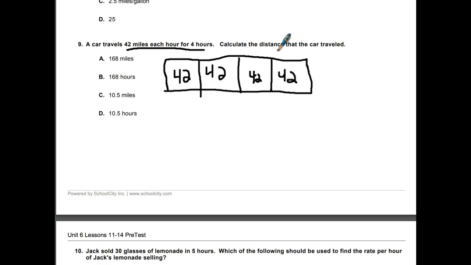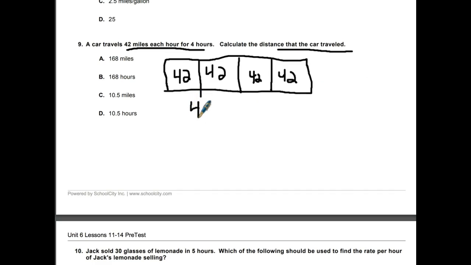I want to know the distance that car traveled at the end of those 4 hours. So if I've got 4 hours and 42 miles each hour, what is my total going to be? It's not going to be 42. I have 4 groups of 42. How are you going to figure out that answer? There's one of 2 ways that you can do it. Pause the video here for a minute, calculate your answer, and then come back in after the minute and we'll take a look and see what your correct choice should be. Ready? Go.